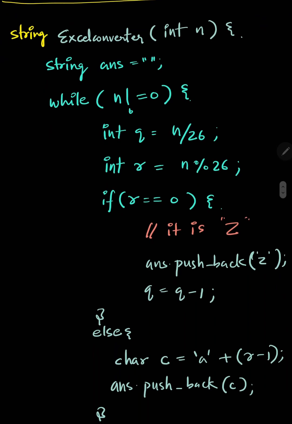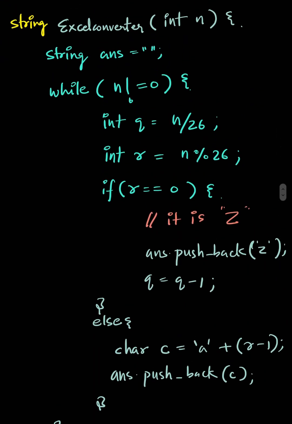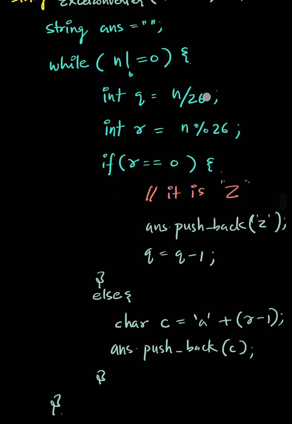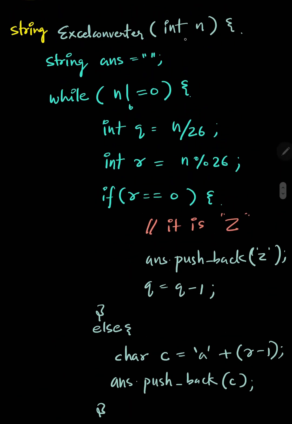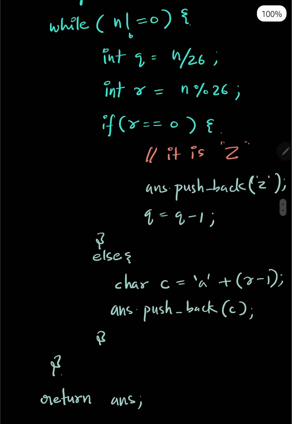Now let's go down to the code. We will be returning a string. We were given an input parameter n. Now we will be taking a string for storing the answer. Now we are running a while loop till n is not equal to 0. We will calculate the quotient, we'll calculate the remainder, and now we are focused more on the remainder.